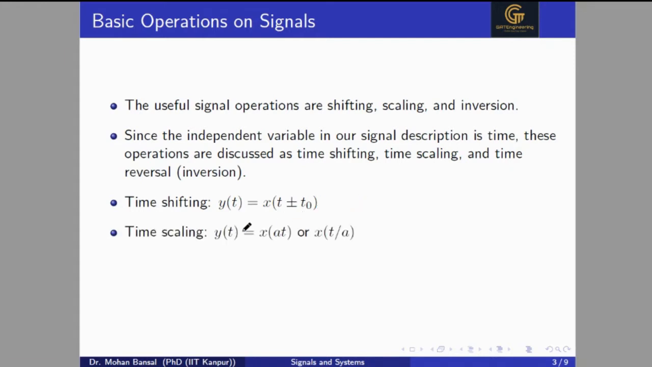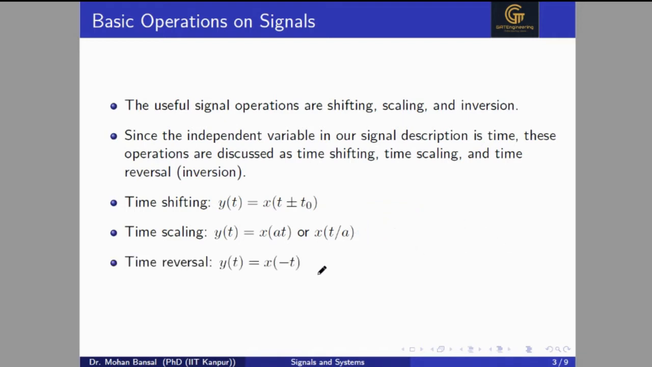Similarly, time scaling is used for compression and expansion. It reduces and increases the signal width by the factor a. If the signal is x(at), it is used for compression of the signal. The signal will compress, its width will be reduced. If the signal is x(t/a), it is used for the expansion of the signal. Signal width will increase. We will see in detail one by one.